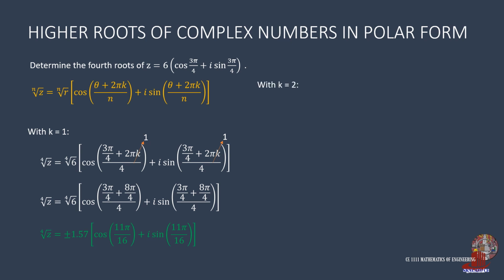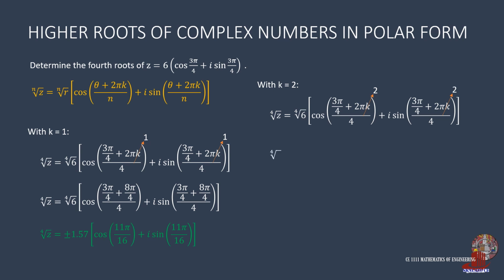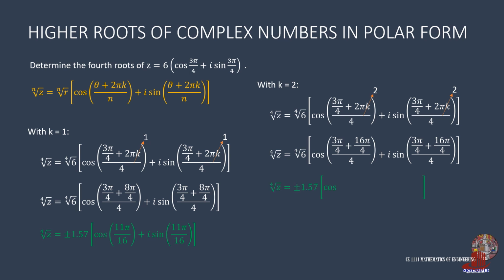The next pair of roots comes with k equal to 2. With 4 pi taking the same denominator as the argument, it is transformed into 16 pi over 4. So the fourth root of 6 comes as positive and negative 1.57. Then the simplified argument becomes 19 pi over 16.